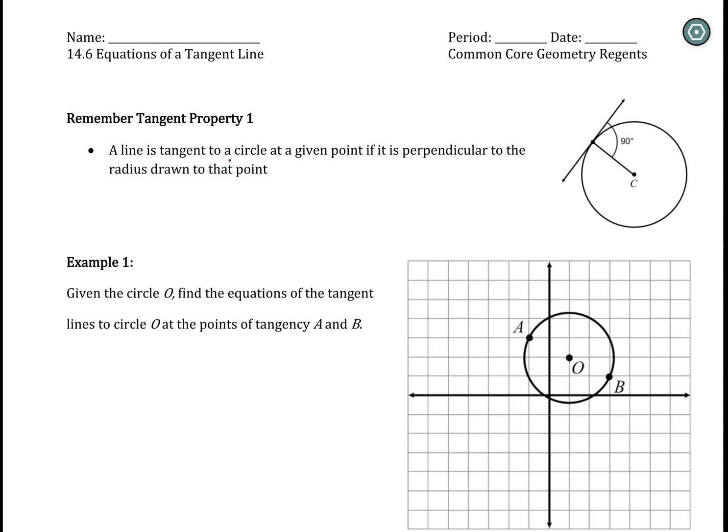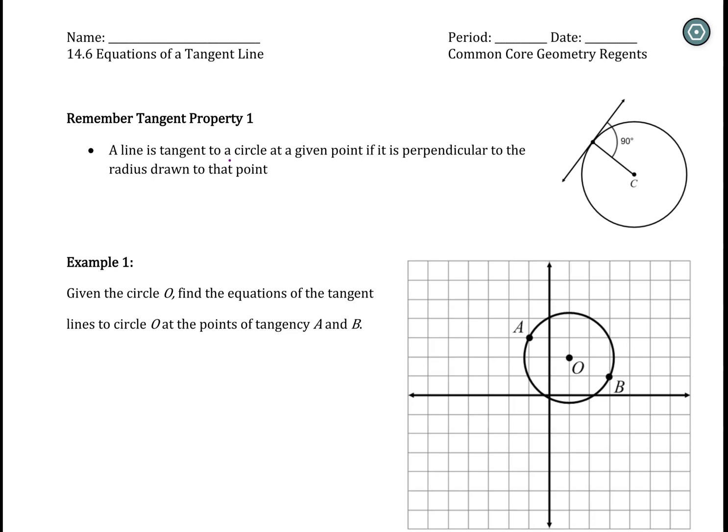Video lesson 14.6, the equation of a tangent line. So we're just going to take the information that we've learned so far in this unit and apply it together. We're going to come up with the equation of a specific line that's tangent to a circle. So we know what a tangent line is.